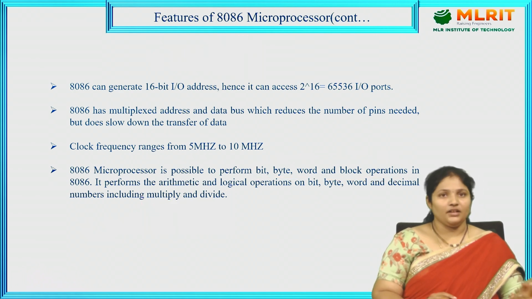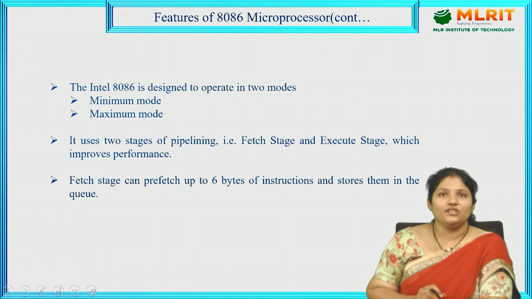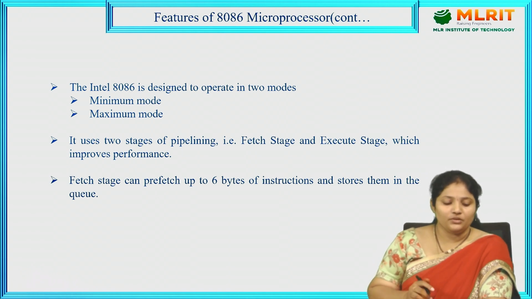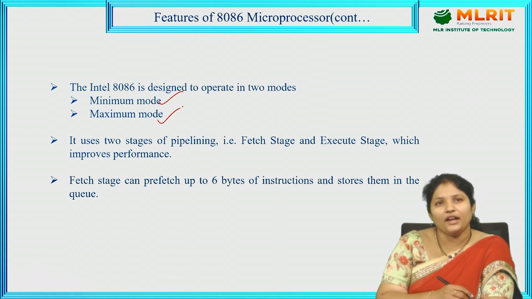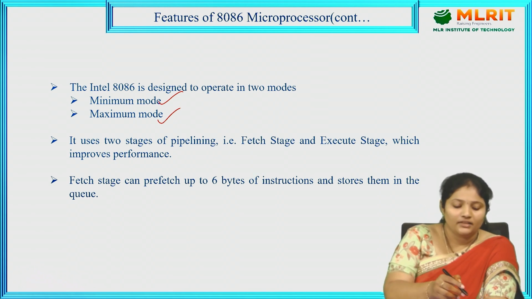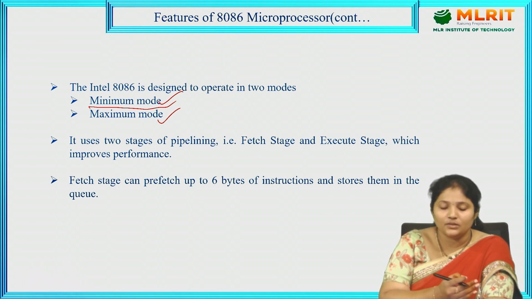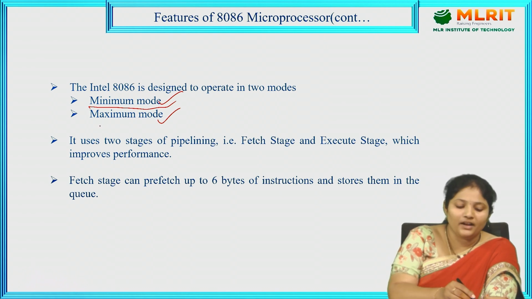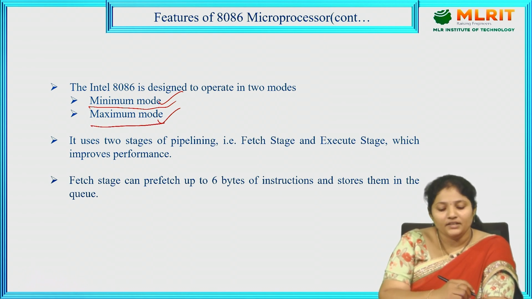So coming to the next important feature. 8086 is designed to operate in 2 modes, minimum mode and maximum mode. If the CPU is having only one microprocessor, 8086, that is the minimum mode. If the CPU is having more microprocessors, the minimum number being 2, that comes under the maximum mode. So 8086 can be operated in 2 modes, minimum mode and maximum mode.